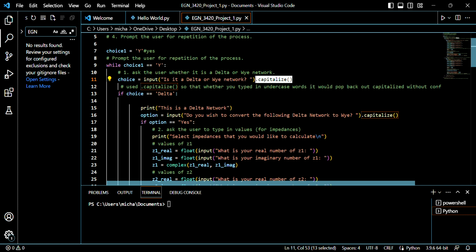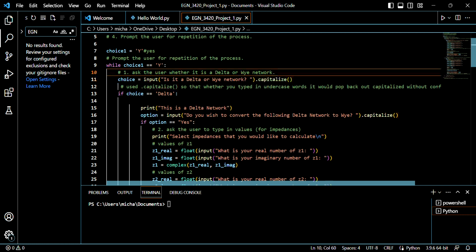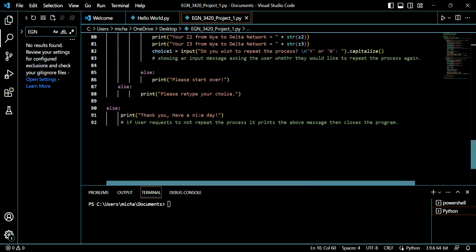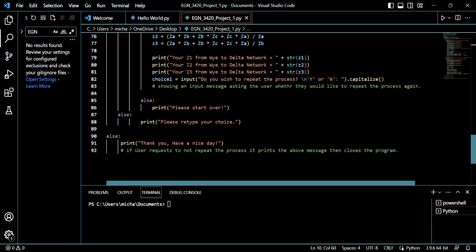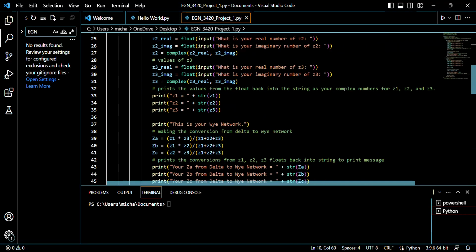Okay, so for starters, right here, just in case someone got lazy on whether or not they want to capitalize, they don't have to worry about that. So I incorporated .capitalize just in case they put it all in lowercase, so they didn't get any error messages. Just spelling it wrong would get the error message. If you miss the E in delta, it'll say, down here, please retype your choice.